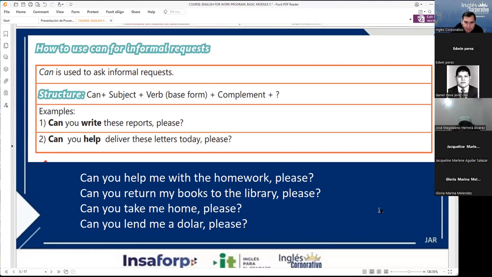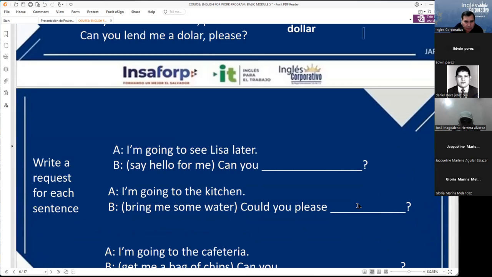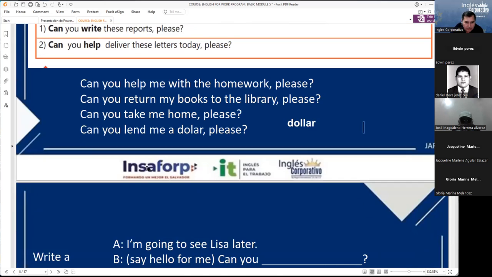Can you return my books to the library, please? Can you take me home, please? Can you lend me a dollar? And here, dollar is written with two Ls, but the corrector eliminated one L. Can you lend me a dollar? Okay. So these are examples.